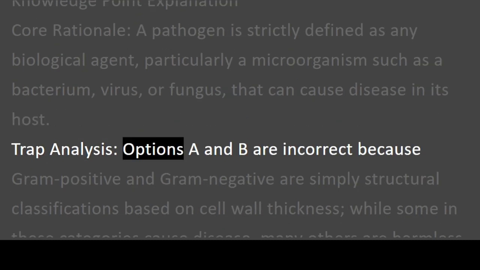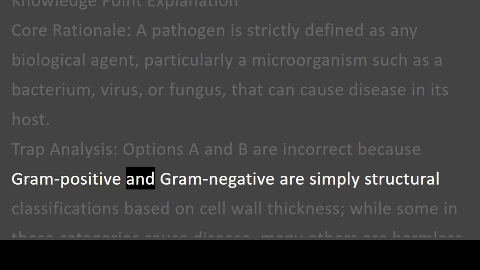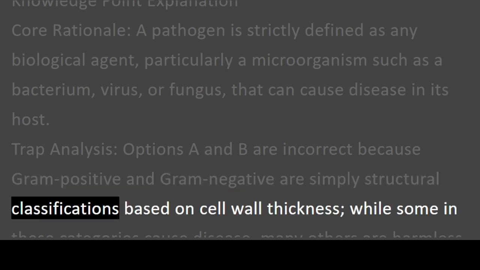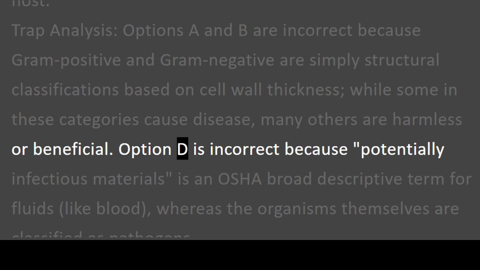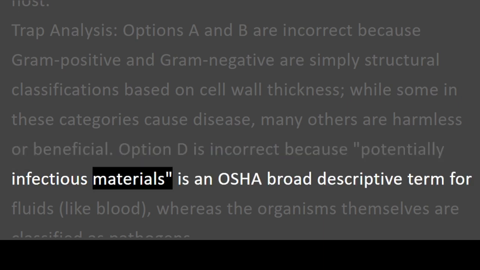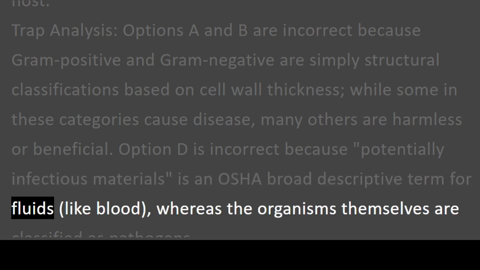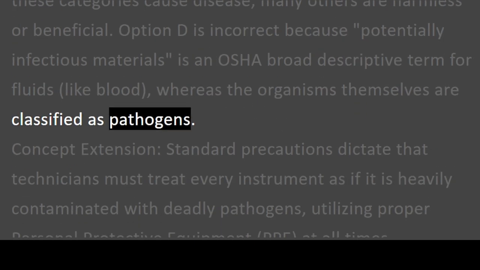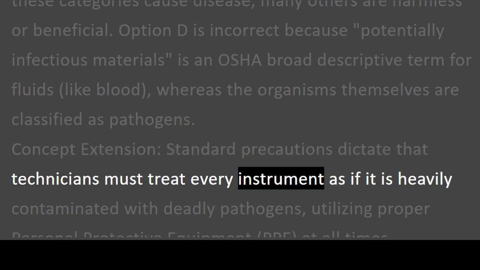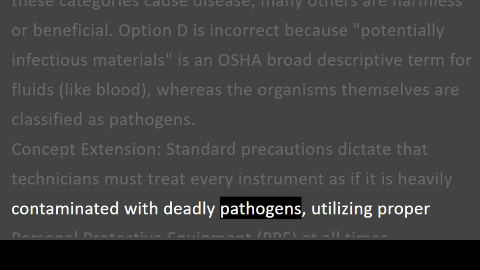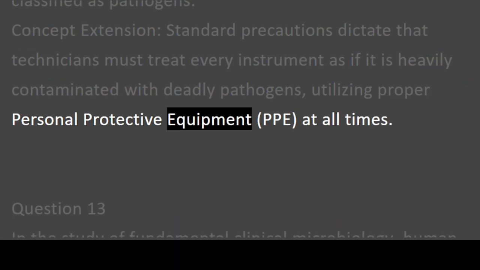Trap analysis. Options A and B are incorrect because gram-positive and gram-negative are simply structural classifications based on cell wall thickness. While some in these categories cause disease, many others are harmless or beneficial. Option D is incorrect because potentially infectious materials is an OSHA broad descriptive term for fluids, like blood, whereas the organisms themselves are classified as pathogens. Concept extension. Standard precautions dictate that technicians must treat every instrument as if it is heavily contaminated with deadly pathogens, utilizing proper personal protective equipment, PPE, at all times.